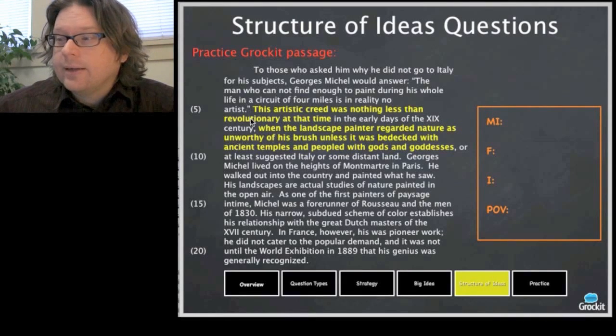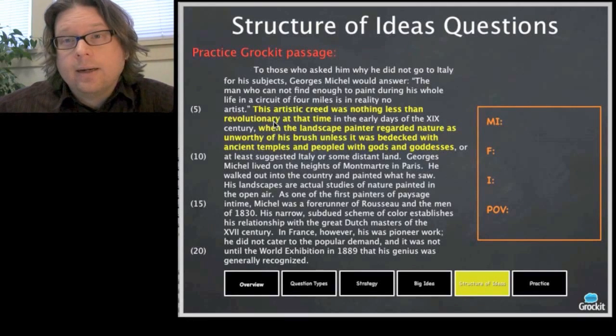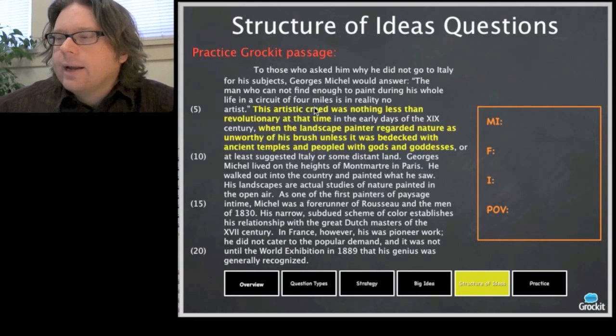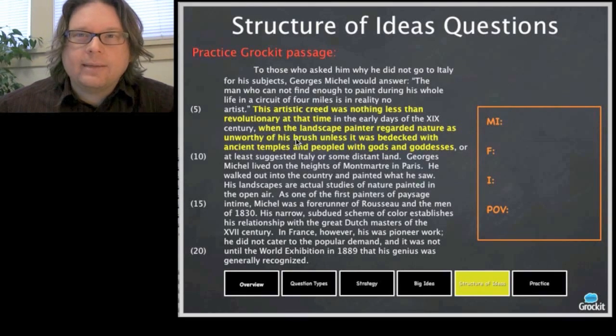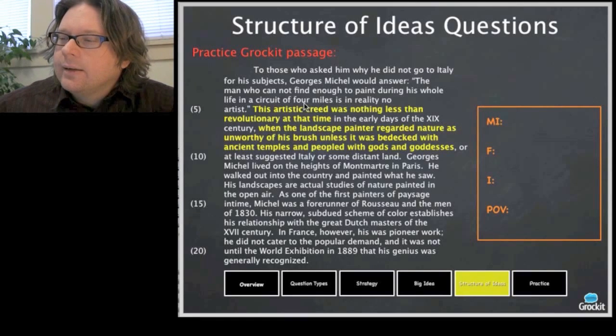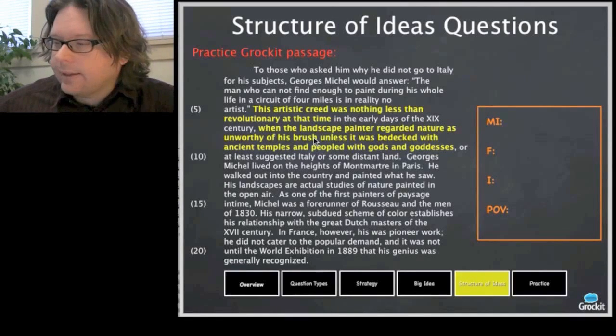Okay, so the first one is clearly something that the author believes, that Georges Michel's approach was revolutionary. So the first statement is clearly some kind of conclusion that the author is drawing. And then the second one, that this is a time when the landscape painter wouldn't paint it unless it had crumbling statuary with no arms in it or something, and ancient temples and blah blah blah. Okay, so the creed was revolutionary, conclusion, and then something to support the idea that it was revolutionary. We don't have to get more specific than that. We just need to find something like that in the answer choices.